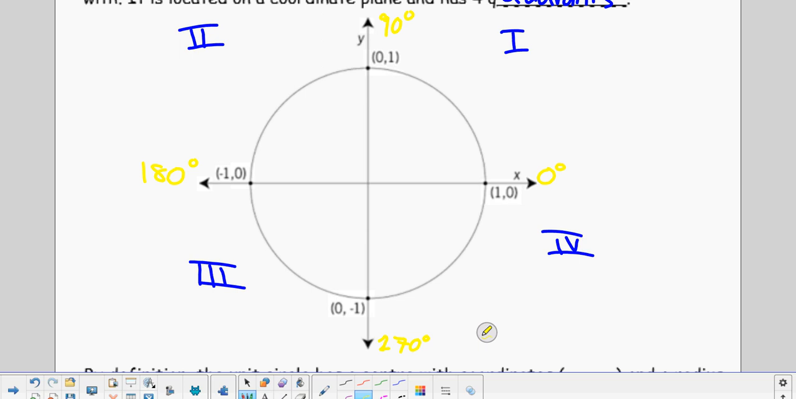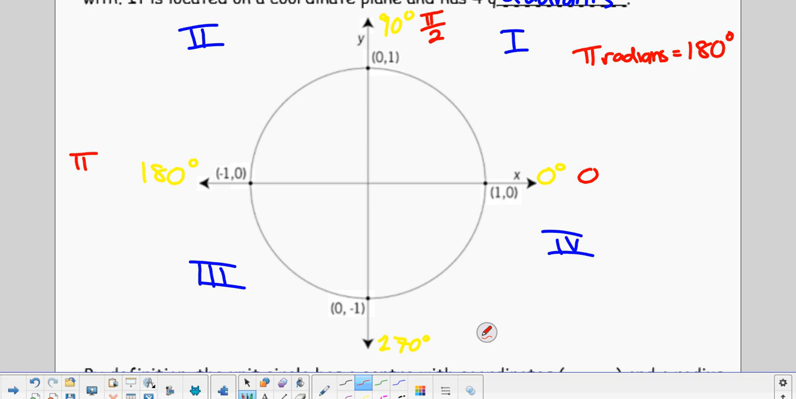Maybe also for fun, let's put the radians as well. Remember pi radians, that's important to remember. Here it's pi over 2. Don't forget it's pi over 2, or 0.5 pi. And then this one would be pi radians.